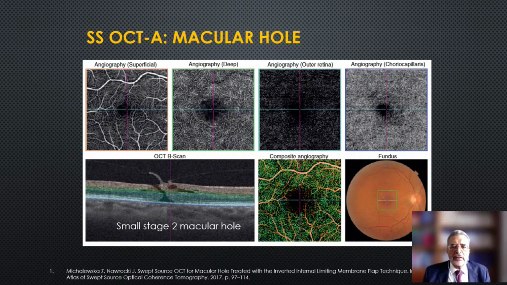If we look at the swept source OCT angiography image of a small stage 2 macular hole, as presented in this figure, even if the structural SSOCT shows a full-thickness fovea defect, we do not see any pathology in the angiography SSOCT image. If we look at the superficial vascular plexus image, the vasculature is usually normal and the size of the avascular zone corresponds to the size of the macular hole.